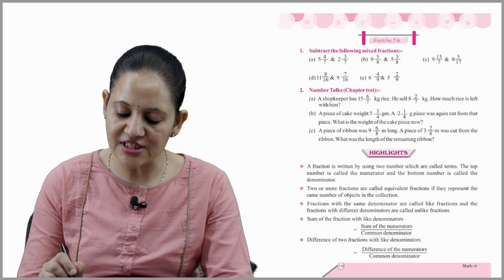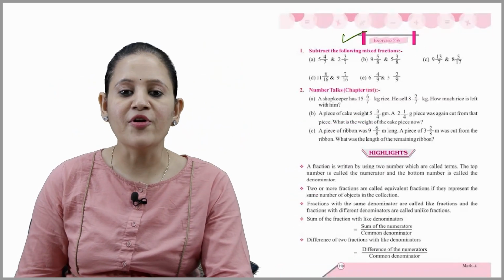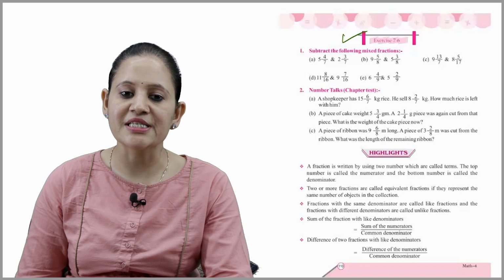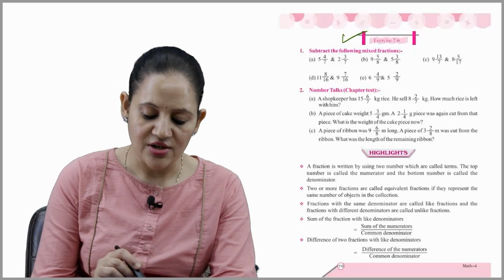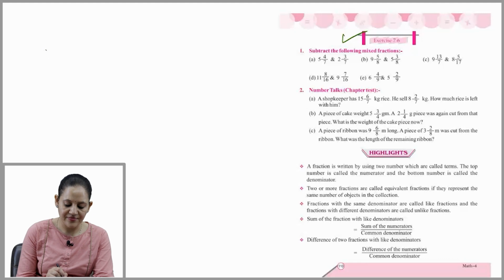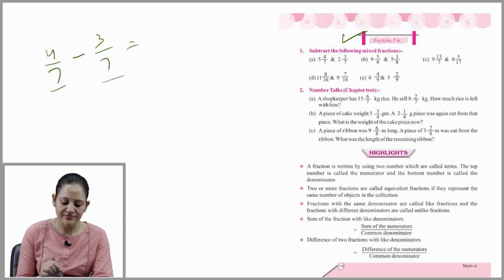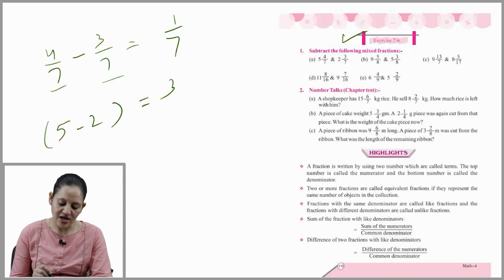Next is exercise 7.6. Subtract the following mixed fractions 5 4/7 and 2 3/7. So first we'll subtract the fraction part. 4 minus 3, because they are like fractions with the same denominator, so that is 1/7. Next we'll subtract the whole part, 5 minus 2, that is 3. So the answer will be 3 1/7.